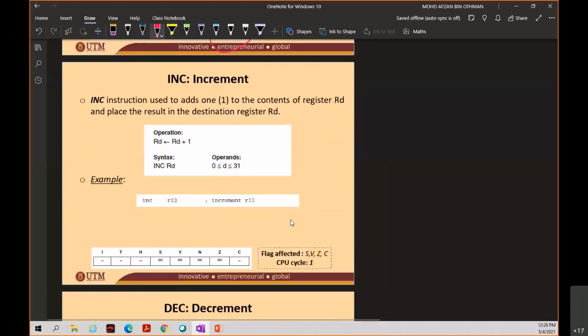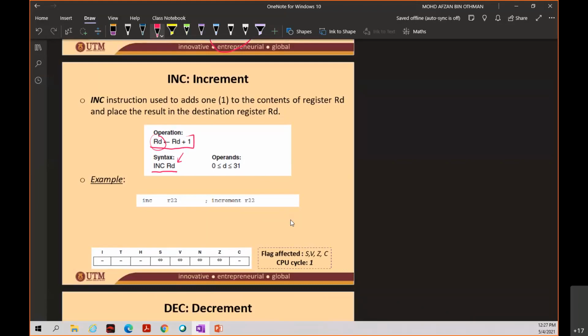Next we have the INC instruction. INC stands for increment. This instruction is used to add 1 to the content of register RD and place the result in the destination register RD. So this is the operation: RD plus 1 and put it into RD. The syntax is INC RD. You see that increment only involves one register, so this is the data direct register addressing mode, and the operand here is from R0 to R31.